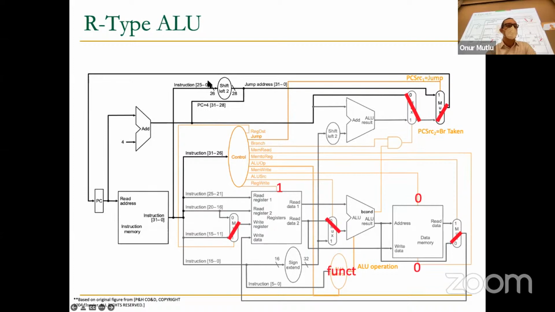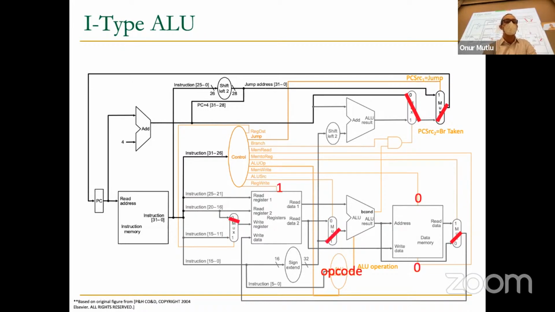And this is R-type ALU, so we should make sure that the control signals of these muxes are set such that we take PC plus 4, which is coming from here, and write it into the program counter. So that's how we set the control signals. This is R-type ALU. Once you do that, I-type ALU is very simple. So I'm going to go to the next slide. Basically, go back and forth. These are the only differences. R-type, I-type, R-type, I-type.